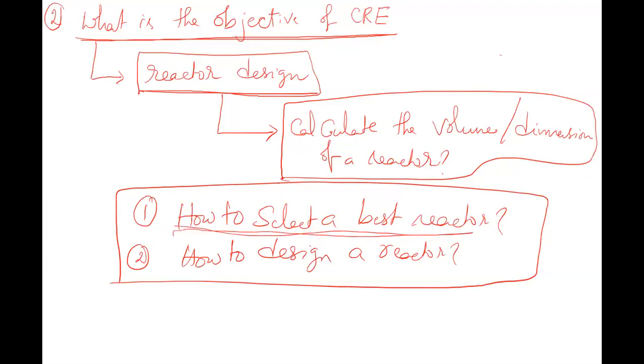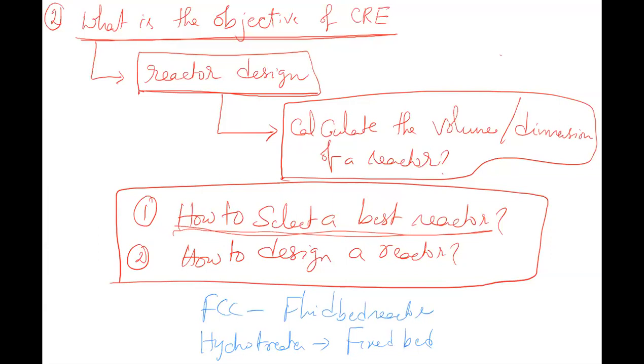If some of you have visited a refinery, you might have seen FCC, fluid catalytic cracking. That is where you will see a fluidized bed reactor. Whereas if you see a hydrotreater, it is a fixed bed reactor. Why have you used a fluidized bed reactor for FCC? What you do in FCC is take long chain molecules and break them into small molecules. That is where you will use a fluidized bed.